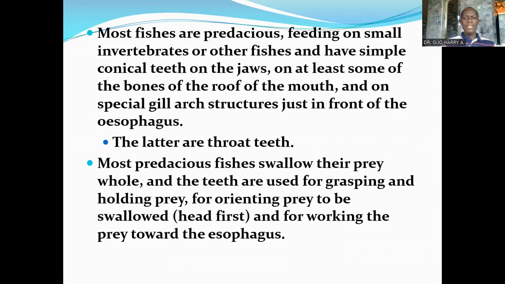Most predaceous fishes swallow their prey whole, and the teeth are used for grasping and holding prey, for orienting prey to be swallowed. When they swallow the fish, usually the head goes in first, and the teeth work the prey towards the esophagus.